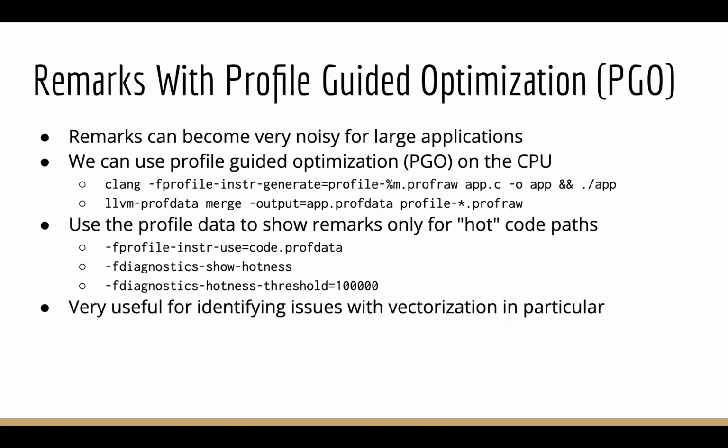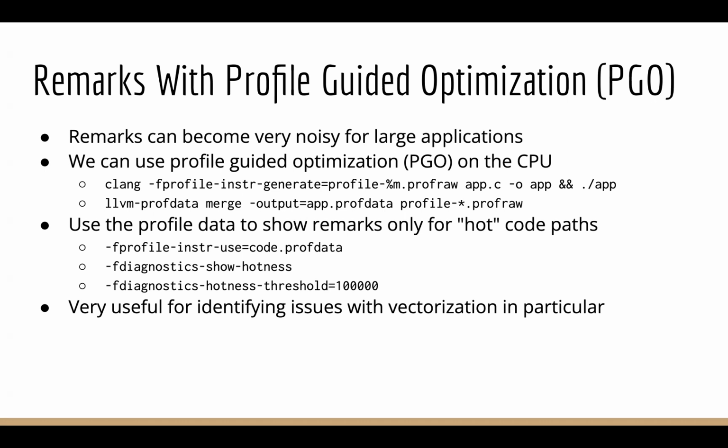So next slide, please. So just want to mention real quick, one handy thing you can do with remarks is also utilize profile guided optimization. So for large applications, just enabling remarks can become very noisy. And that can kind of drown out all of the code you're actually interested in. So like a regular large application could provide like 5,000 missed remarks for like vectorization. And that will only apply to like these loops that no one cares about that couldn't be vectorized anyway.